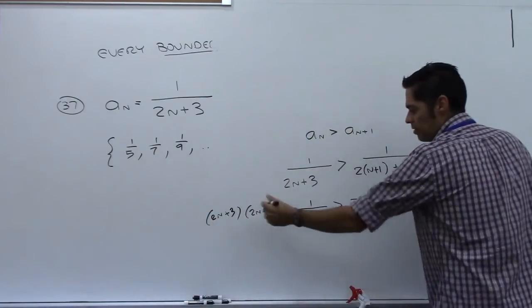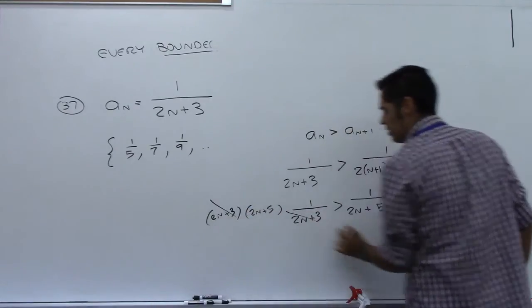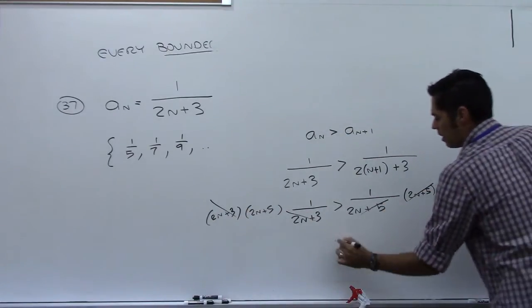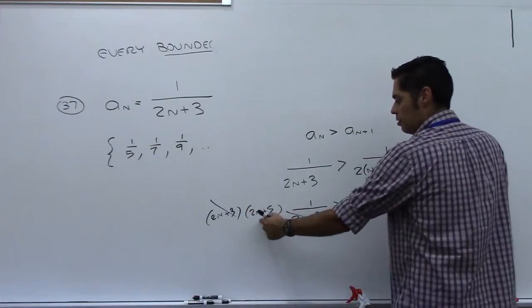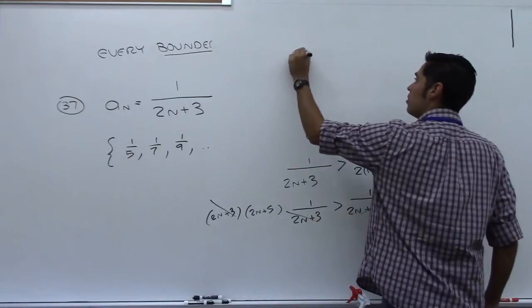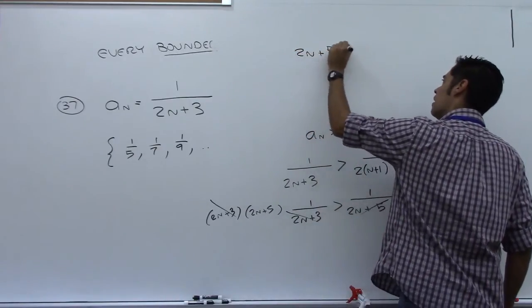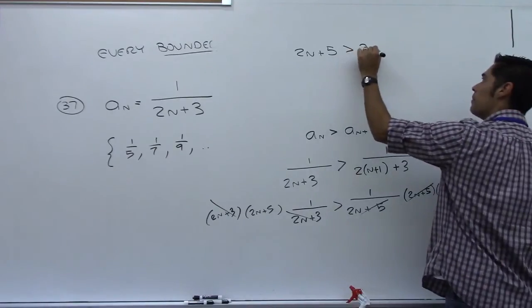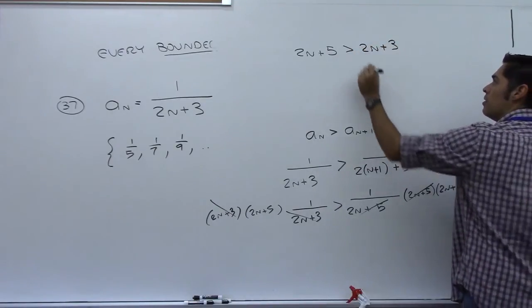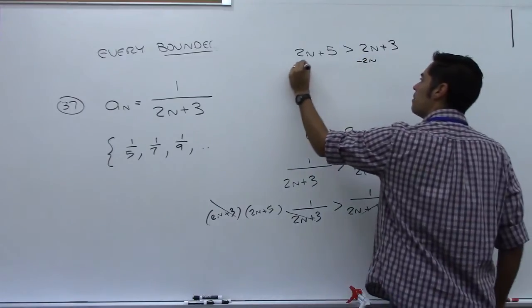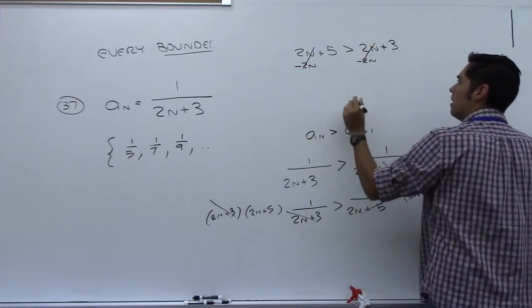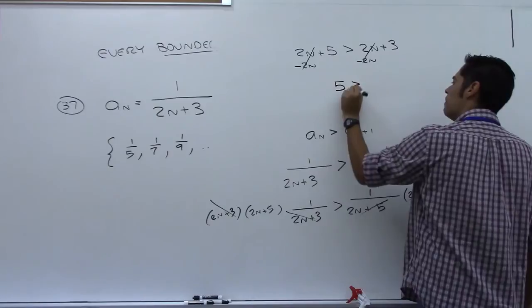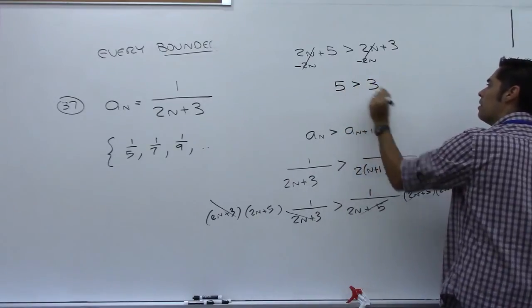And that will cancel the fraction out on the left side. So I get this and this cancel. I get this and this cancel. And so I'm left with 2n plus 5 times 1, which is 2n plus 5, is greater than, and then over here I'm just left with 2n plus 3. Now I'll just subtract 2n on both sides. They just happen to cancel, and I get the inequality 5 is greater than 3.